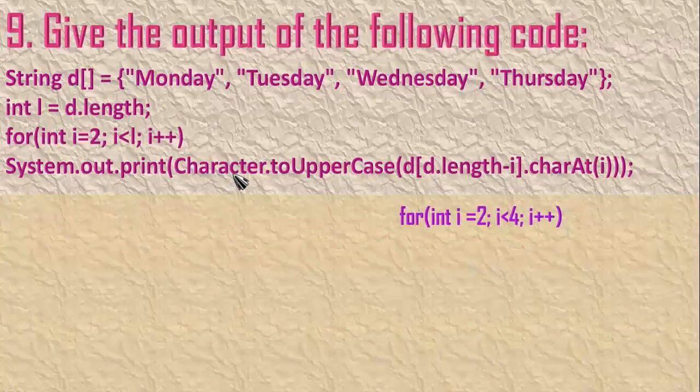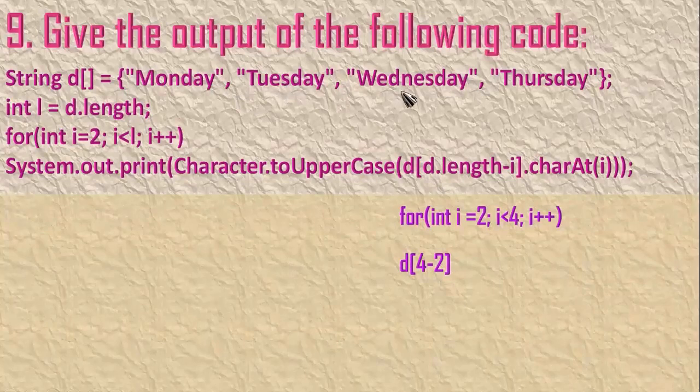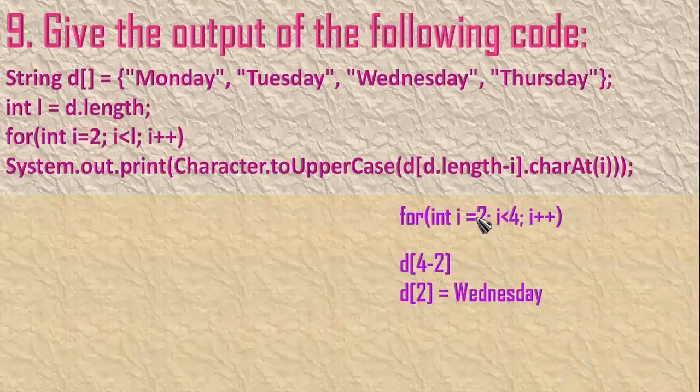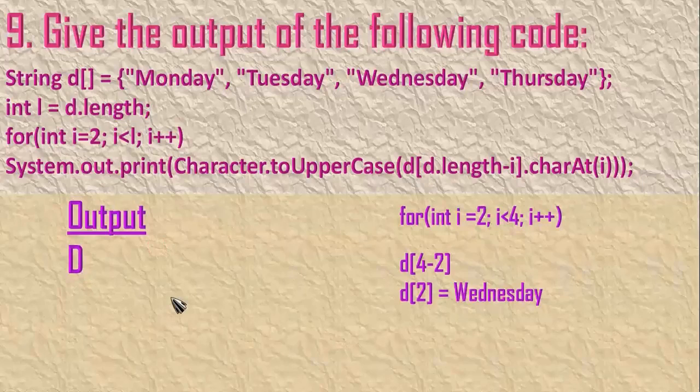So it will print Character.toUpperCase of something. So what is this? d[d.length - i].charAt(i). So the array name d, d.length minus i, length is 4, so 4 minus i. So for 2 it will be 0, 1, 2, Wednesday. Dot charAt(i). So i's value we know already is 2. So what is that? 0, 1, 2. D is the character available here. So uppercase of this will be D.